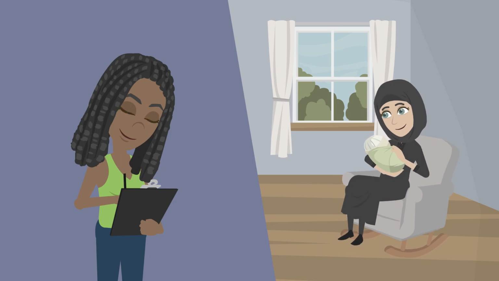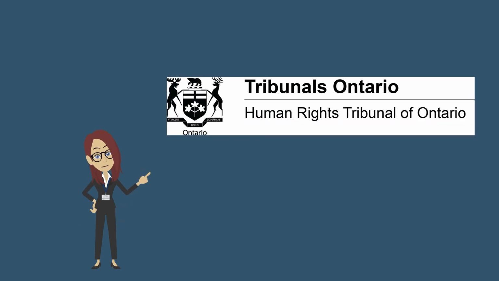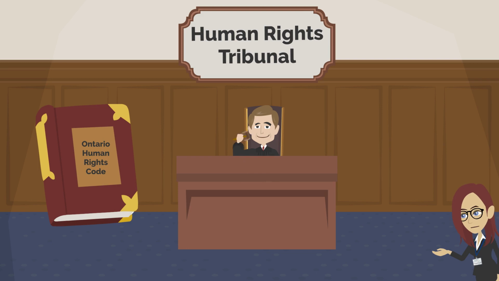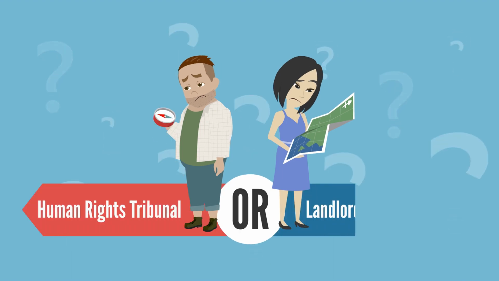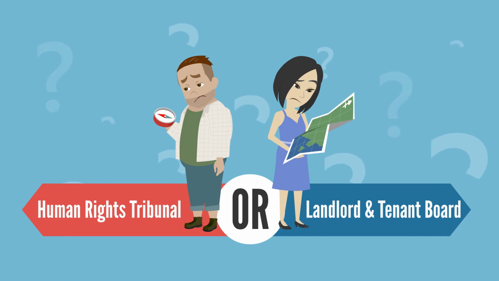Whether your client is applying for housing or already living in a unit, if they think that they're being discriminated against by a landlord, they might be able to get help from the Human Rights Tribunal of Ontario. The Human Rights Tribunal deals with claims of discrimination and harassment that fall under Ontario's Human Rights Code. But the Landlord and Tenant Board will also use this code. And in some cases, your client might even be able to choose between going to the Human Rights Tribunal or the Landlord and Tenant Board.